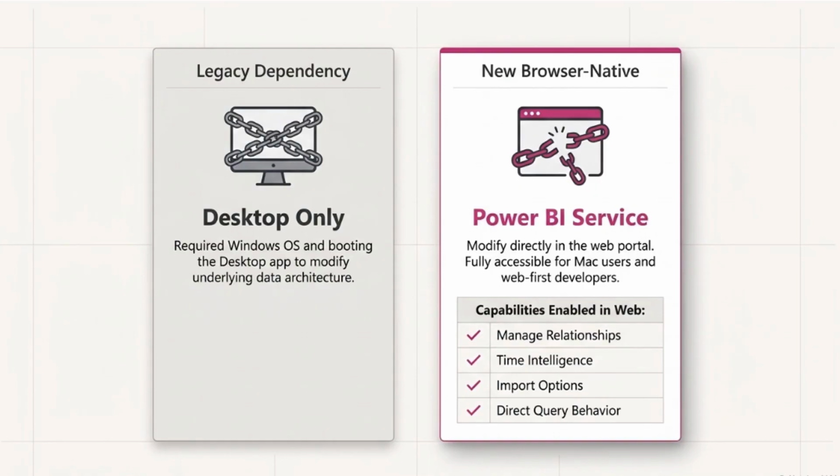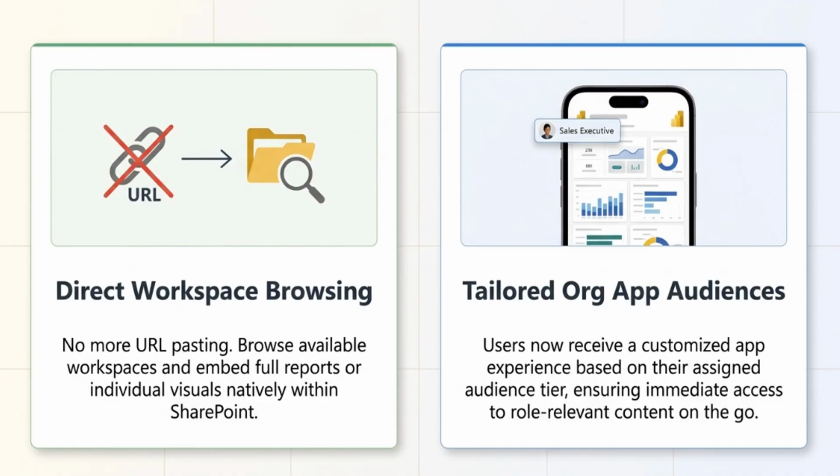All right, let's jump into Section 3, Mobile and SharePoint Enhancements. This section is all about how insights are actually consumed in the real world. First up, the mobile experience. Organizational app audiences are now available in the Power BI mobile app. What this means is your users won't be forced to wade through a massive, generic app to find what they need. Instead, they get a tailored experience based on their specific role, showing them exactly what matters to their job the second they open their phone.